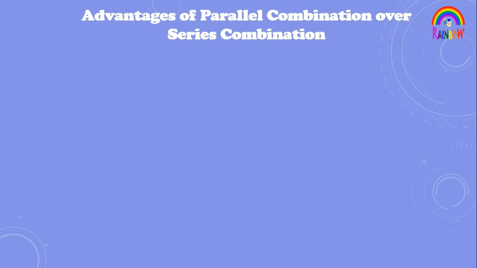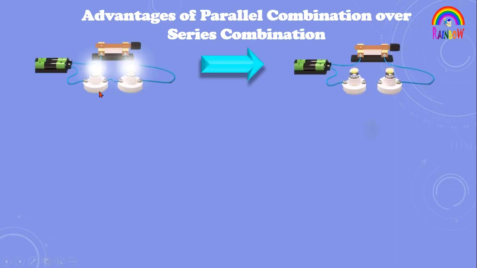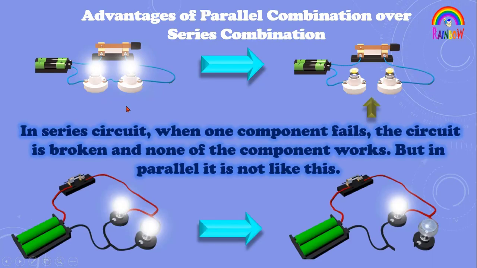Okay children, now let's see how the series and parallel combinations are used practically. There are some advantages of parallel combination over series combination. Come, let's see them. See these pictures? Here the two bulbs are connected in series. Can you think what happens if one bulb or one component fails in this circuit? Also see this figure. Here the two bulbs are connected in parallel and you can see what happens if one bulb or one component fails.